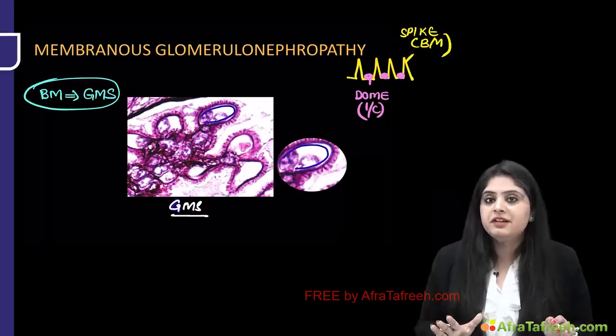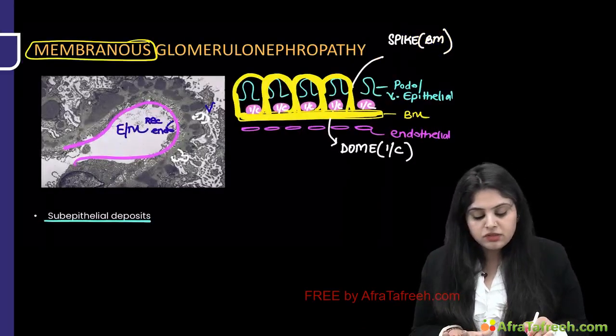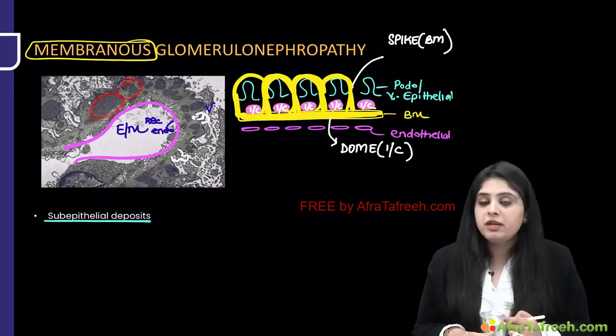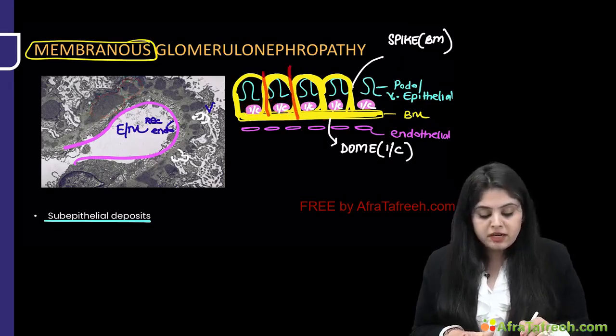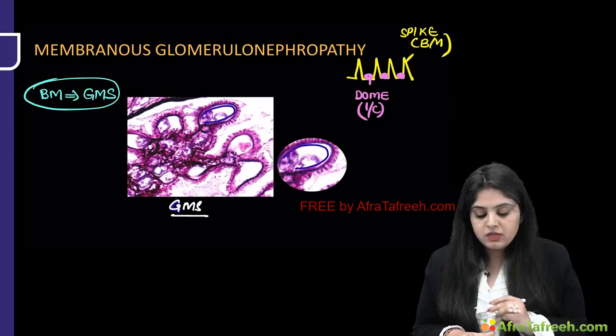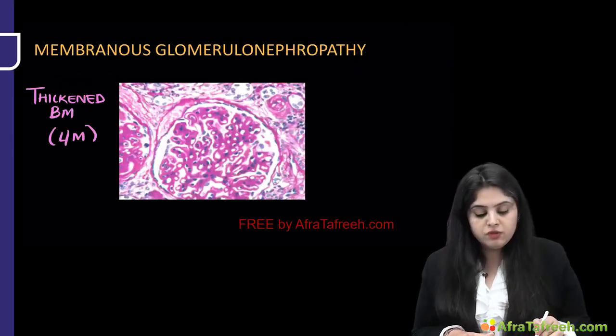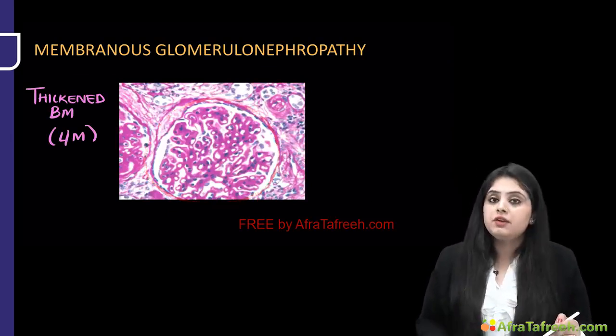All the things that I studied are coming in one place. First, I saw the deposits for subepithelial. After that, I saw the same thing under the electron microscope. Then the basement membrane started reacting. It started showing you spike and dome pattern that I can see on a Gomori methenamine silver, and because of all of this, the membrane becomes very, very thickened.